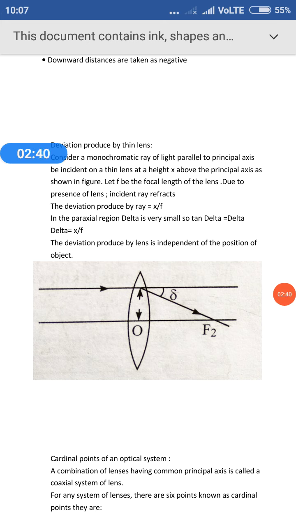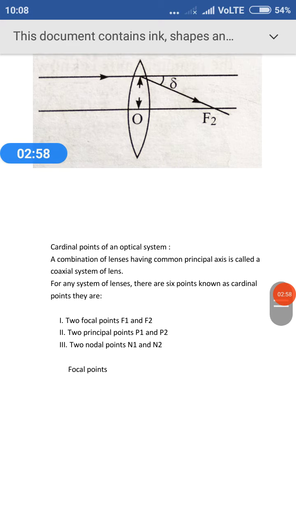Due to the presence of the lens, the incident ray refracts. The deviation produced by the ray is equal to x by f. In the paraxial region, delta is very small, so delta equals x by f. The deviation produced by the lens is independent of the position of the object.